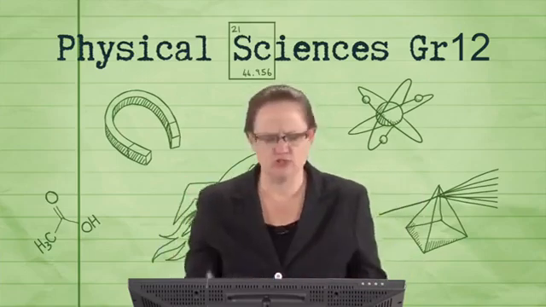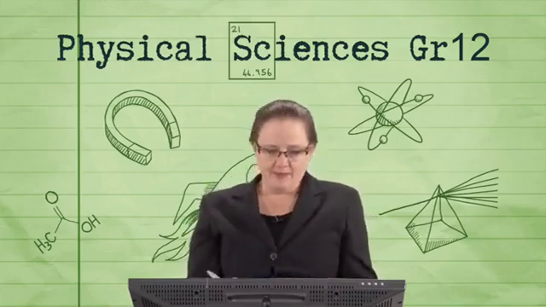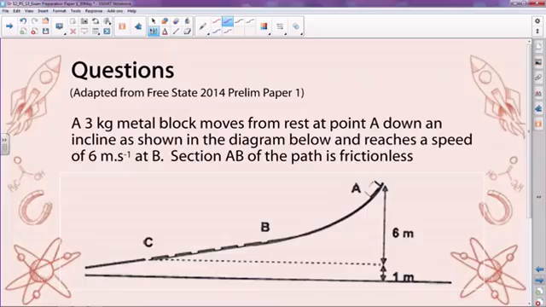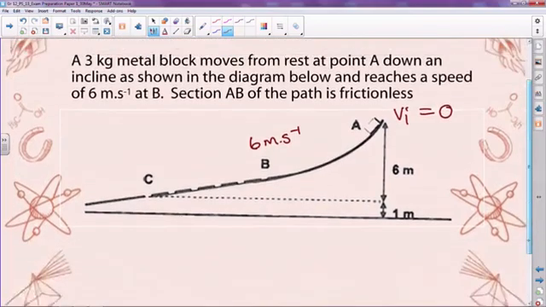This is practice, practice, practice. So, once again, a prelim paper. This is from 2014 from the Free State. It's a nice question. It says to us, a 3-kilogram metal block moves from rest at point A, and I'm tired of the pink, so I'm going to change colors to this. So my initial velocity is 0. Down an inclined plane as shown in the diagram, reaches a speed of 6. So over here we have 6 meters per second, so I'm going to write that in. The section from A to B is frictionless. We like that, okay? And they don't give me any more information there.